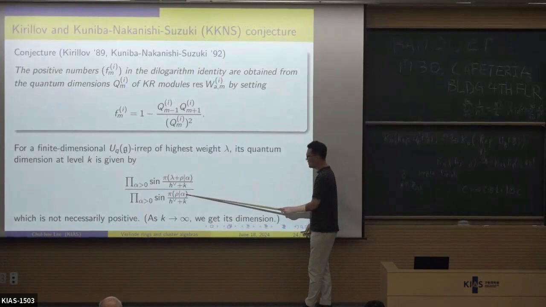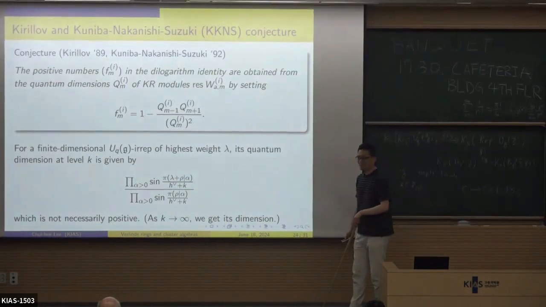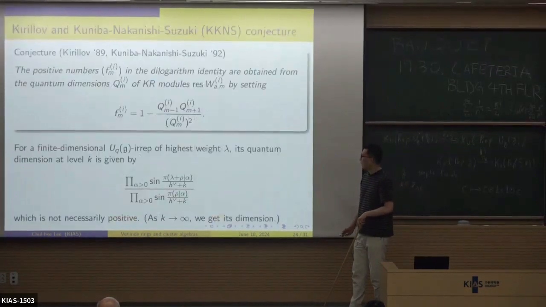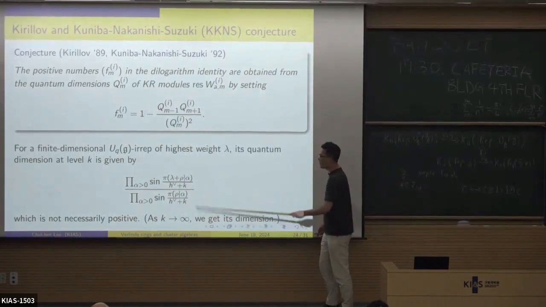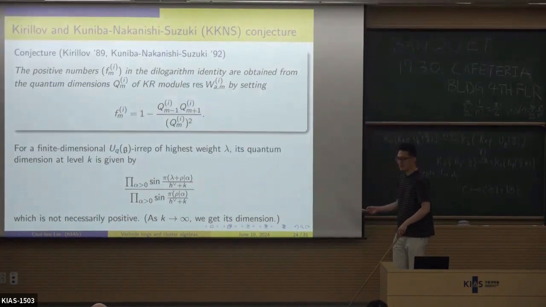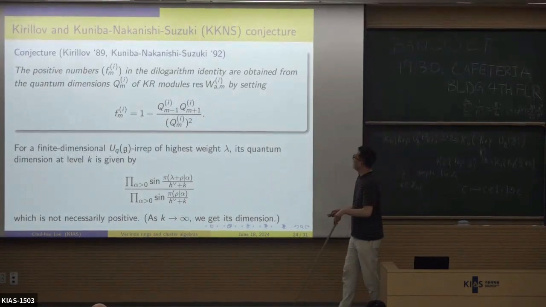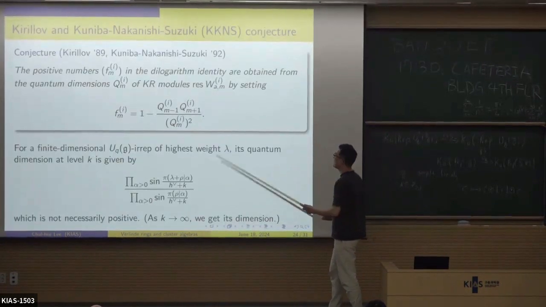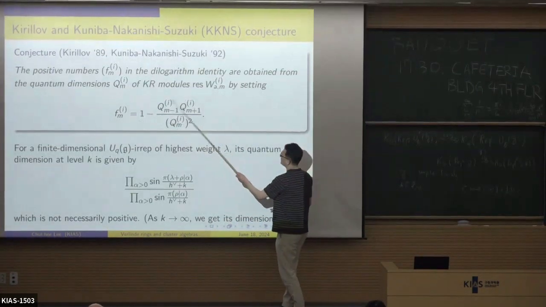So this is some deformation of dimension. Both are 0, we have 0 over 0. So you take the limit and some finite quantity appears, and that's the dimension. Okay, so for each G and choice of level, we define some quantities like this.